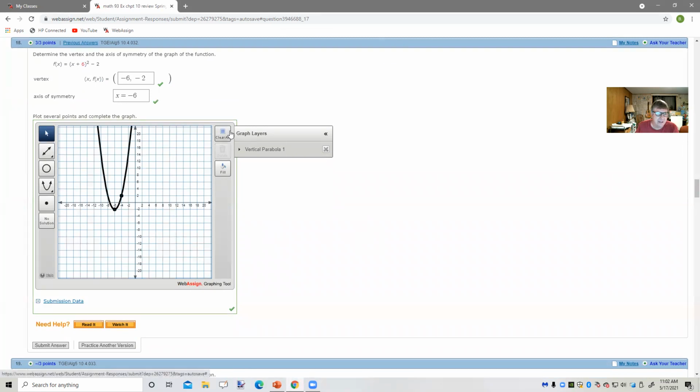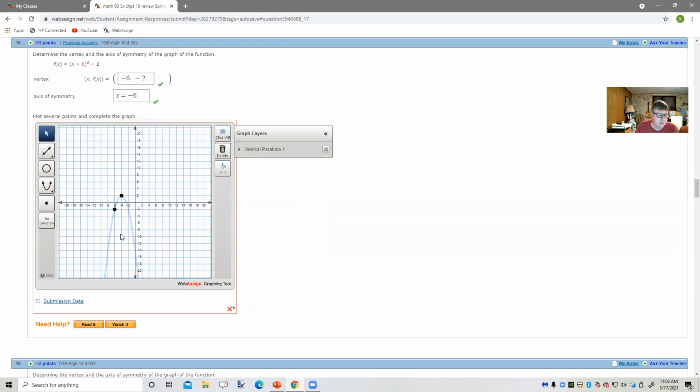Now, let me show you what happens if you don't do it in the right order. Let's say I know that it contains the point -4, 2, so I plot that point first, and then I plot the vertex, -6, -2. And look, it opens downwards. Not only that, but it's wrong now. WebAssign plots the points that you tell it to, but it depends on you putting in the vertex first.